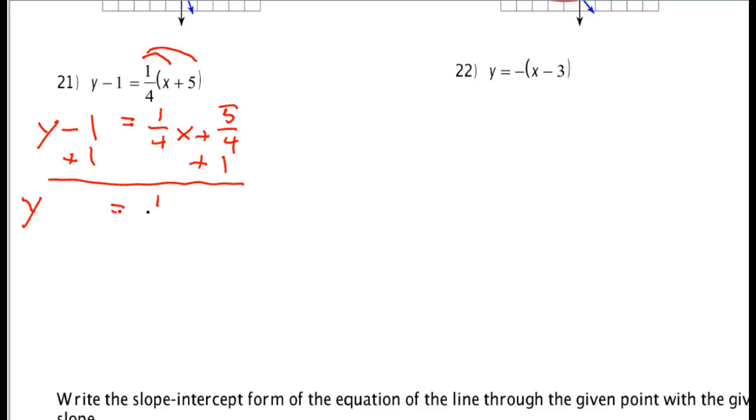What is 5/4 plus 1? 6/4. So 5/4, a couple ways of doing this, plus 1. That's the same as 1 and 5/4. And if you convert that, it is 9/4. That's one way of doing that. Or you can just think, well, 4 divided by 4 is 1. So 5 plus 4 is 9.